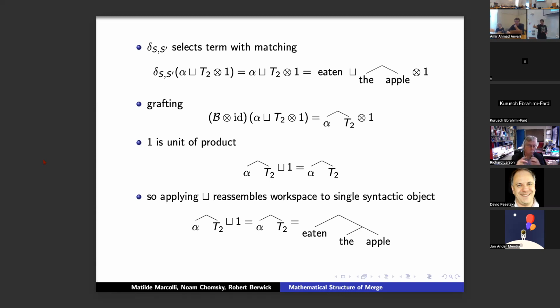If I had other components that were not involved in the merge, those, when I recompose my new workspace with the product, would appear again as components as they were at the beginning with no effect. Okay, so that's what this final product does. It recomposes the workspace. All right.